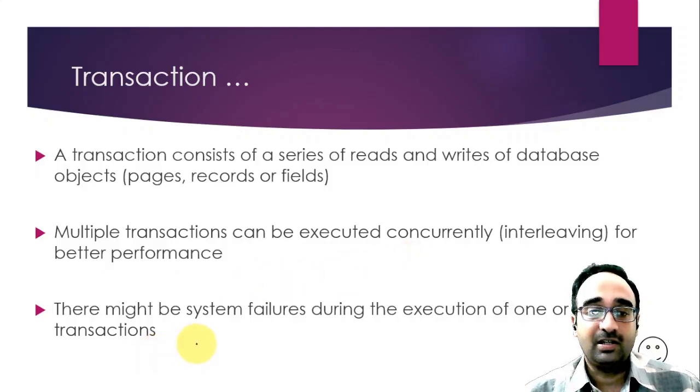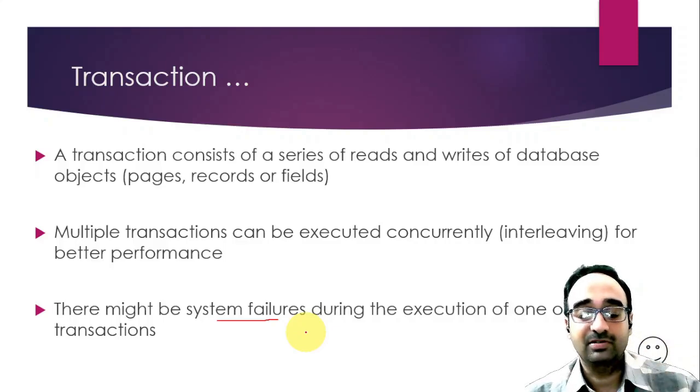There might be some bad things also. Whenever a transaction is going on, there might be system failures, like power is gone, power shortage, or the hard disk has failed. These are called system failures. In that case, the transactions will abort. They will stop. Several bad things will happen. We are going to discuss all these things in the future videos.